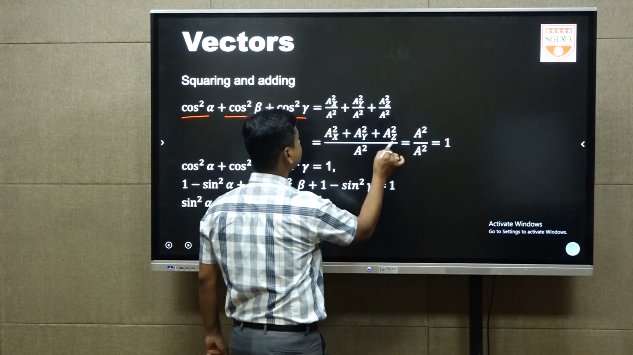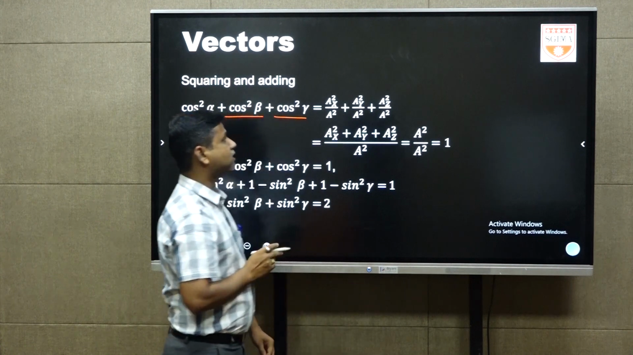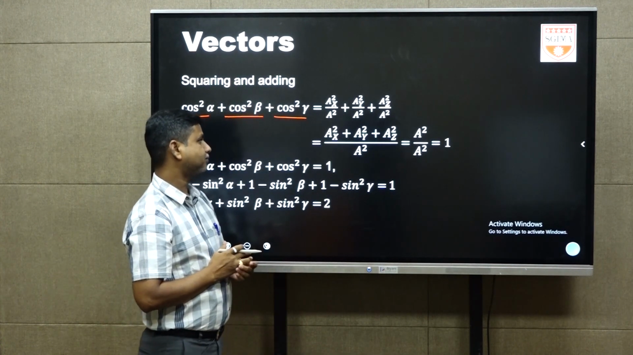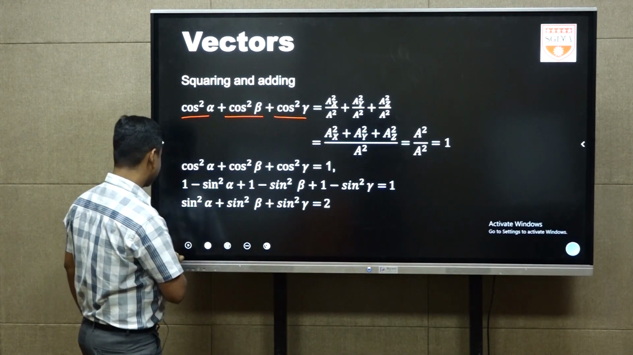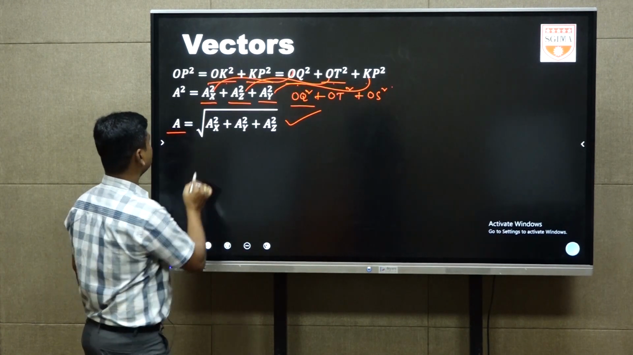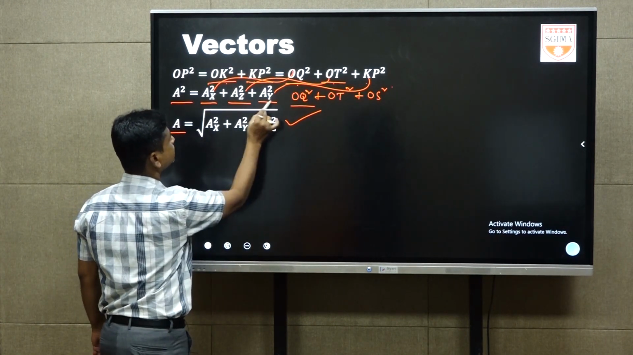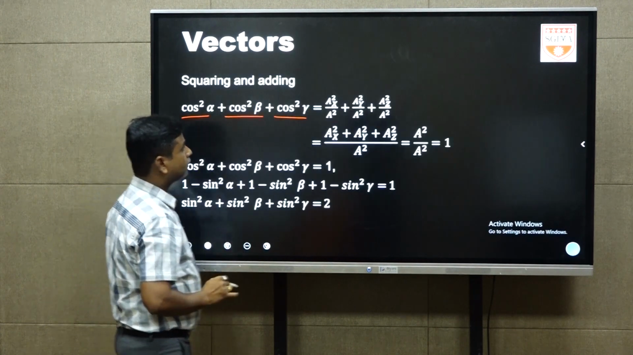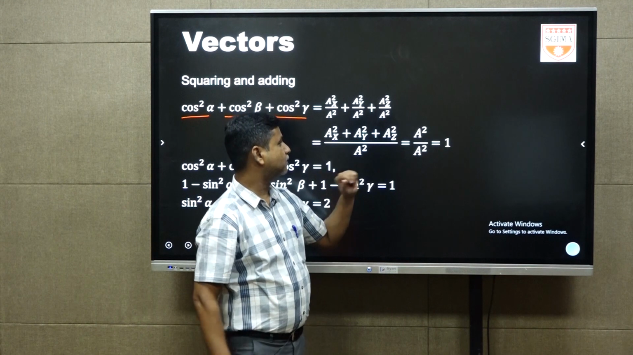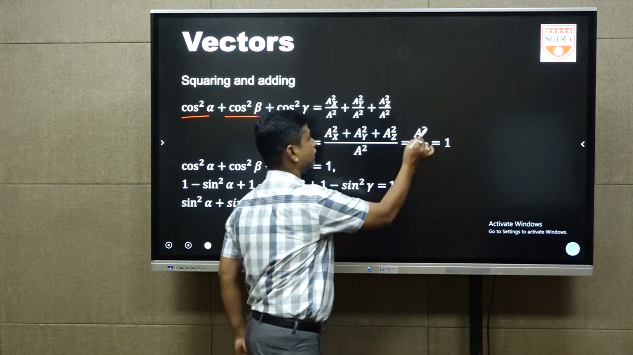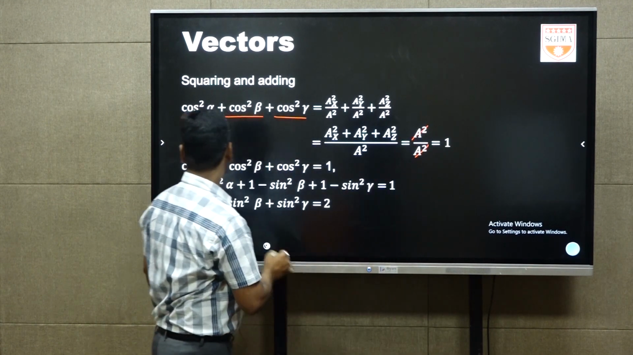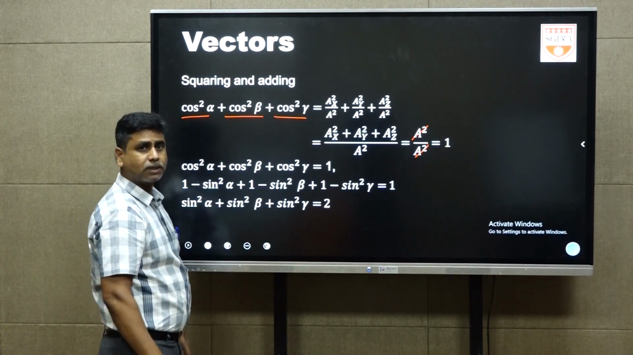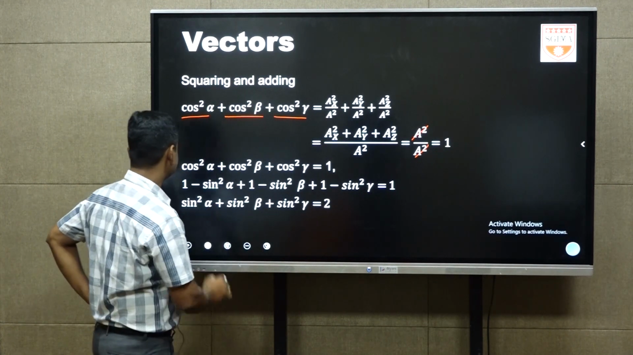Take the LCM, the numerator will be ax square plus ay square plus az square, that is equal to a square. Previously we found that a square equals ax square plus ay square plus az square. So a square cancels and we get 1. Then cos square alpha plus cos square beta plus cos square gamma equals 1.